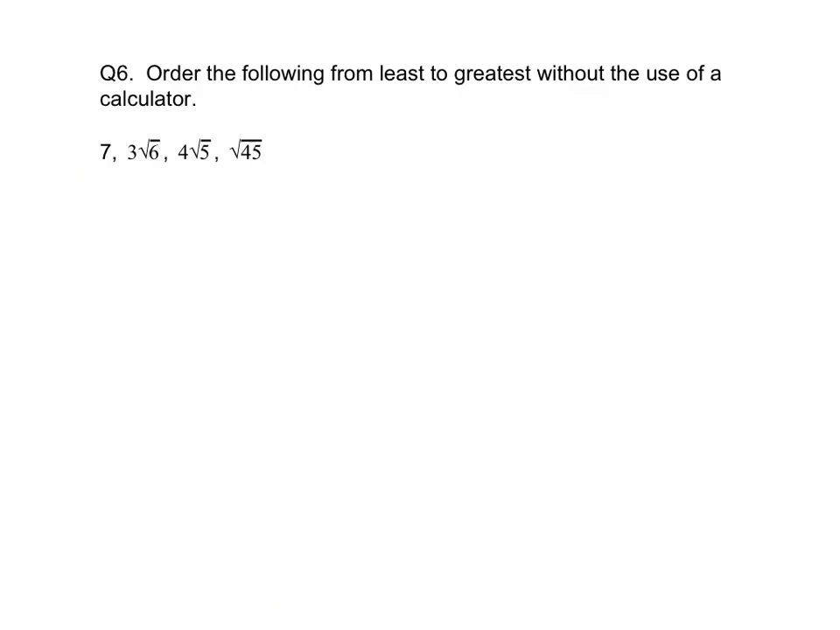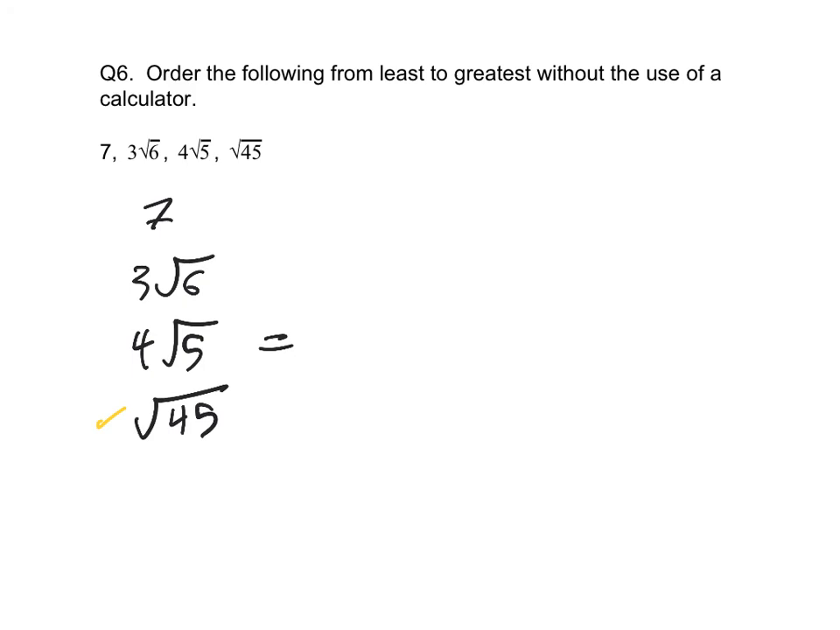Alright, our final problem. So we're going to take these 4 expressions and order them from least to greatest without the use of a calculator. Okay, well, just by observing, that's not necessarily going to be simple to do unless we convert them into similar forms. So let's convert each one of these into an entire radical. Well, root of 45 is already an entire radical, so let's work our way up from the bottom.